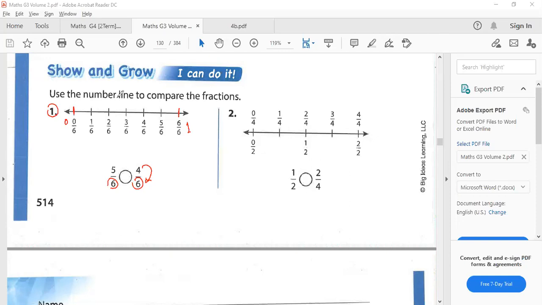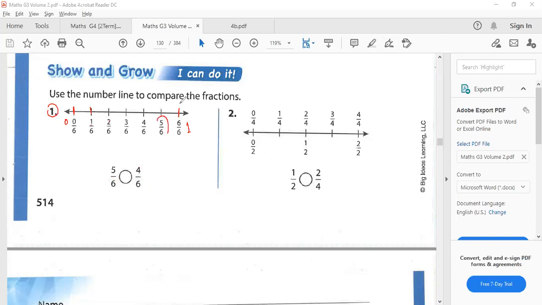Okay, so we're going to divide it, and the first step will be 1 over 6, then 2 over 6, 3 over 6, 4, 5 over 6, 6 over 6 will be 1. Which two fractions do we have to compare? We have 5 over 6 and 4 over 6. So we're going to circle the two fractions. This is 5 over 6, and with another color we're going to circle 4 over 6.